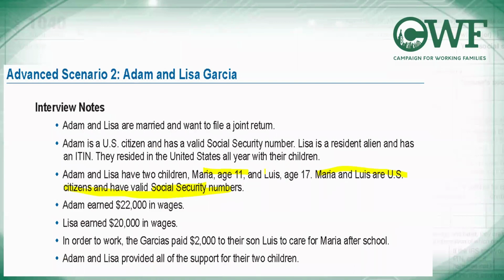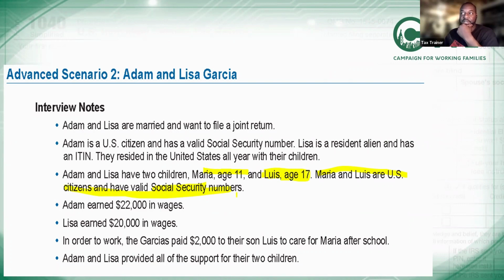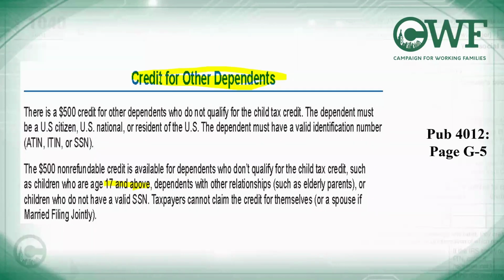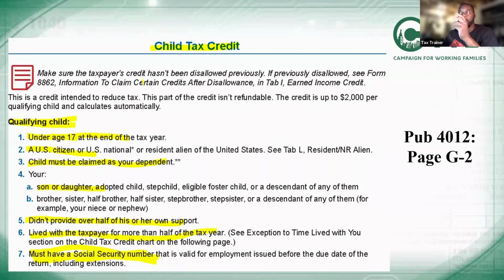Yes. The wife. Louise, the son. The wife is not a dependent. The wife is just a married person. They're not a dependent. So Louise is age 17. Okay. So Louise is somebody that can't get child tax credit, but they can get the other dependent credit. Oh. And that's 17 and above. Okay. So the difference between the two is this one is a credit up to $2,000.